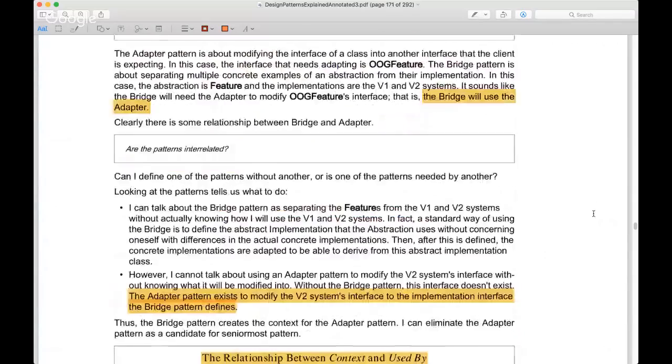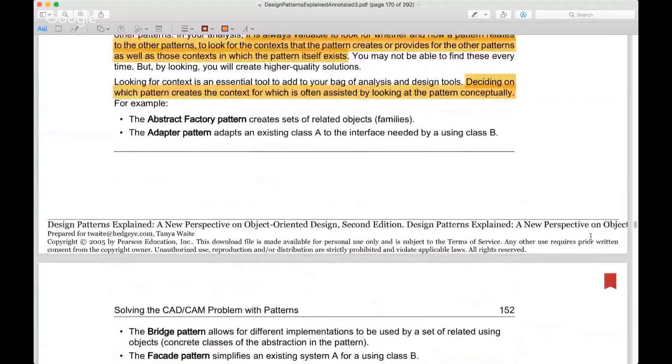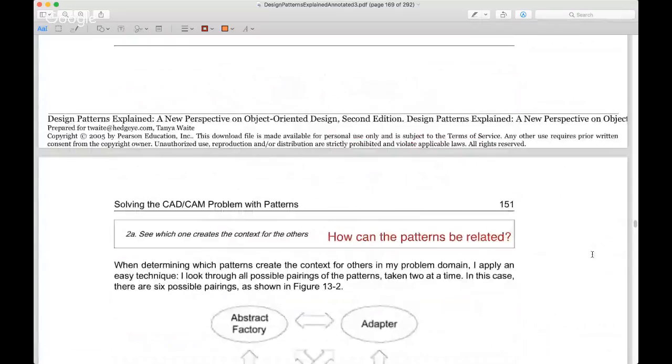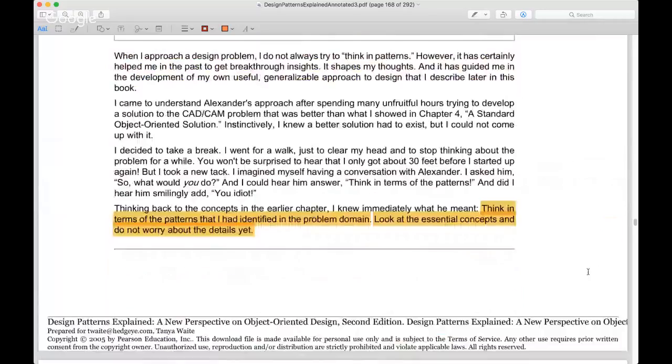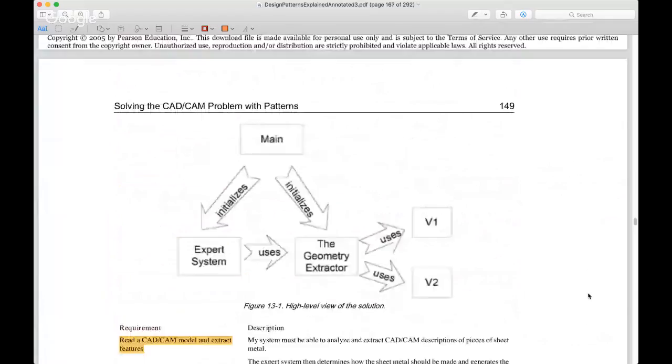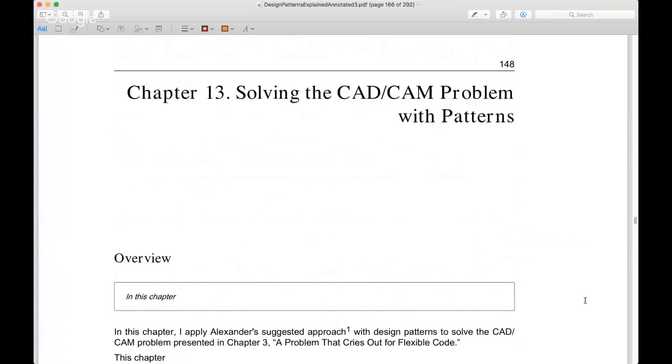Okay, I'm finding the beginning of this. It was a longer chapter than I expected it to be. All right, here we are, chapter 13.